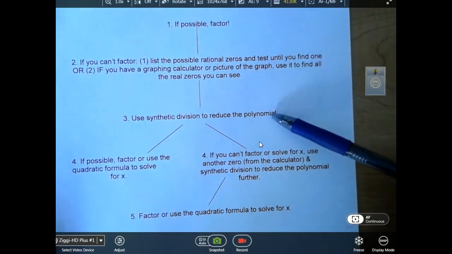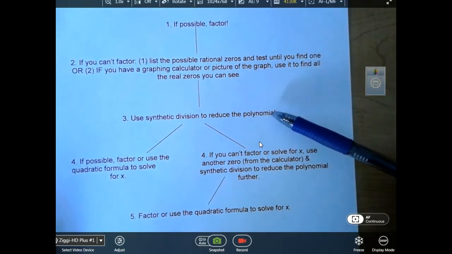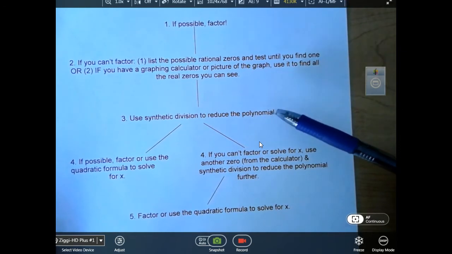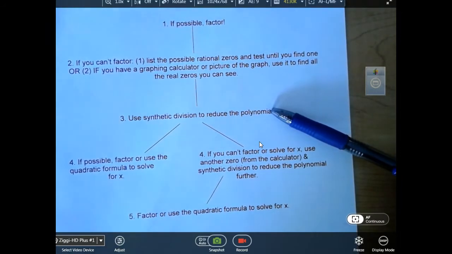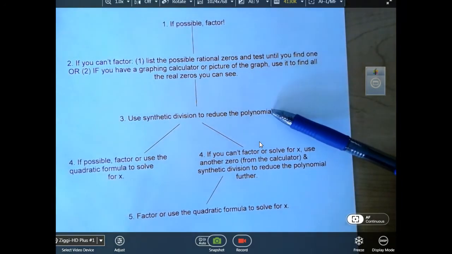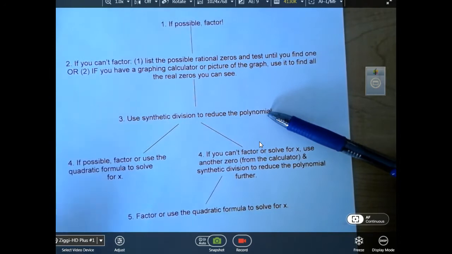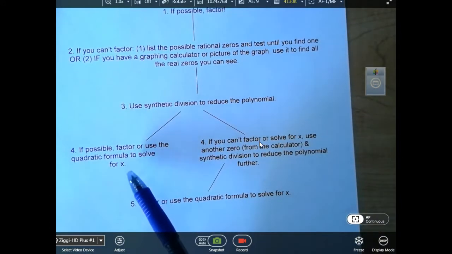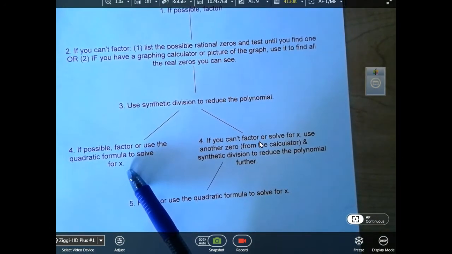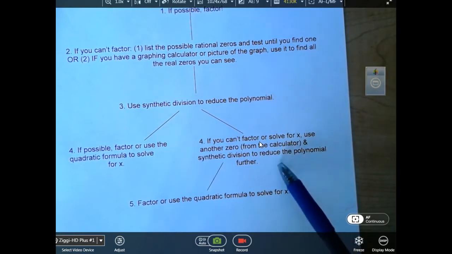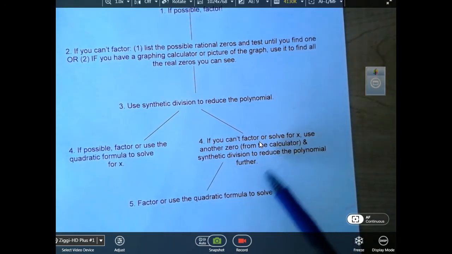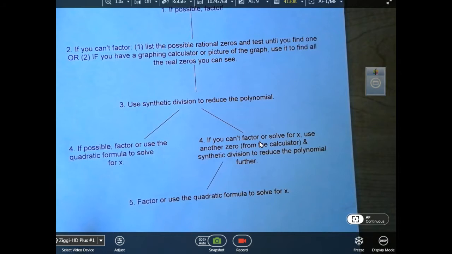So if you can determine that you have a rational root, you can do what's called synthetic division to reduce the polynomial. Basically, you're going to try to take the polynomial of a higher degree all the way down to a degree of 2 in this step. And then you would continue seeing if you could factor, and then if you can't factor, you might have to do the quadratic formula, something to that effect. So I'm going to do some examples with you.